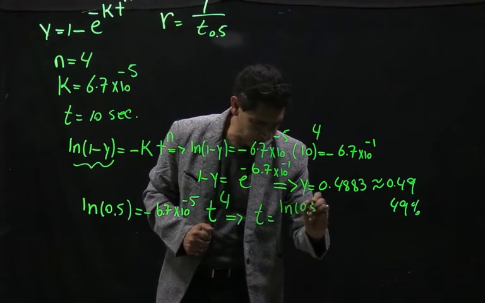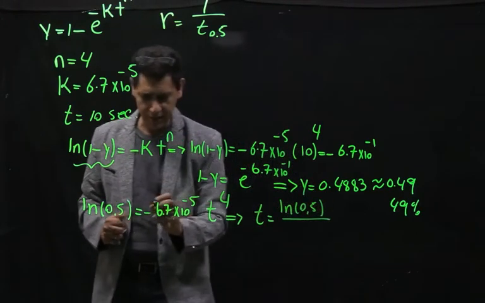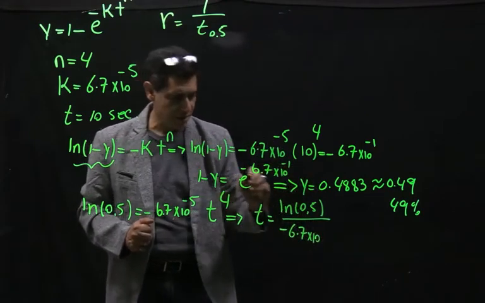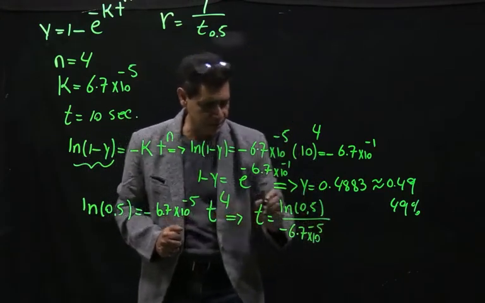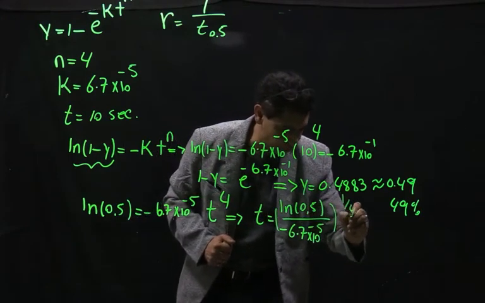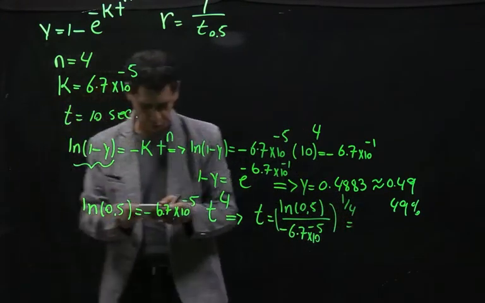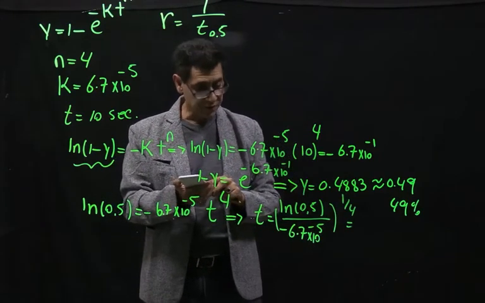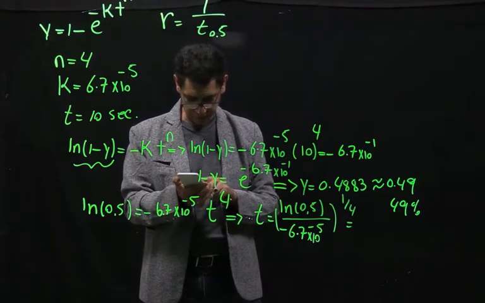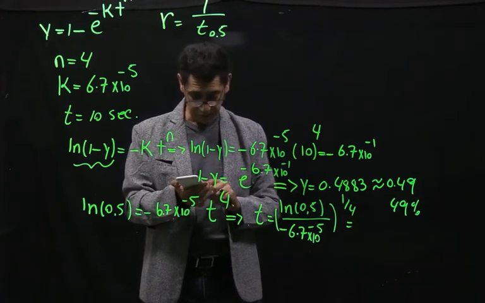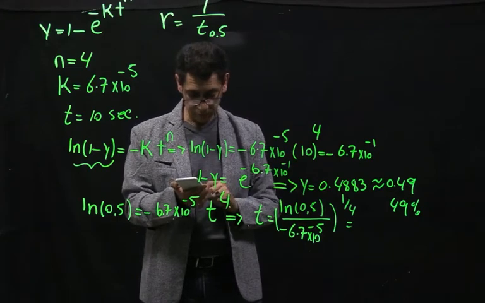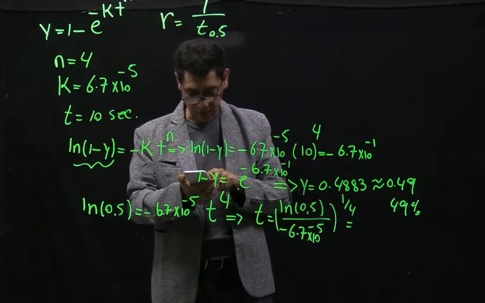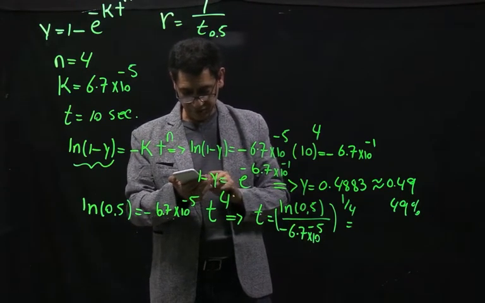ln 0.5 divided by minus 6.7 × 10 to the minus 5, and this to the power 1/4. I can simply calculate here right on the spot again: ln 0.5 divided by minus 6.7 × 10 to the minus 5. So this value becomes 10,345, and then I'm going to find the value.